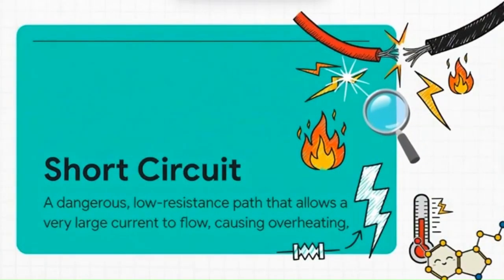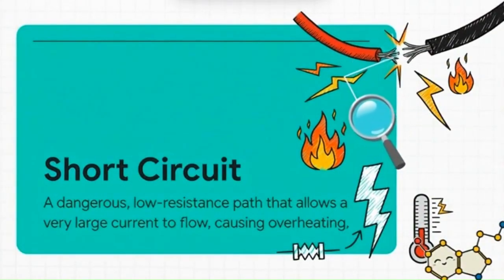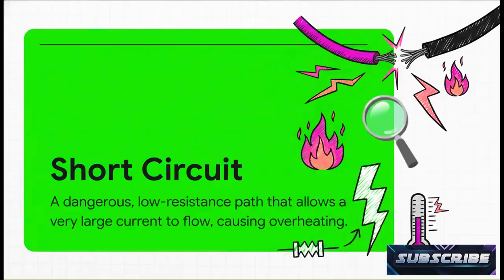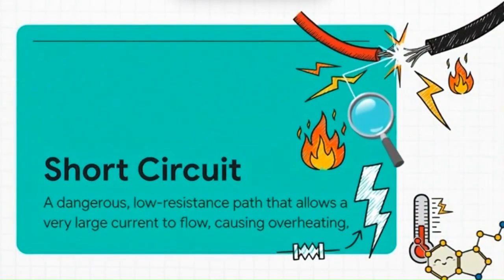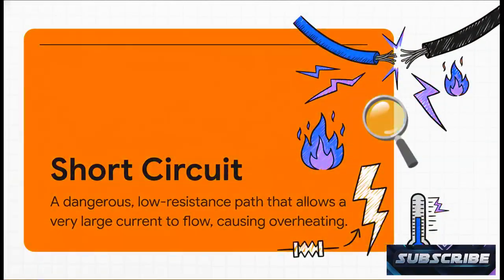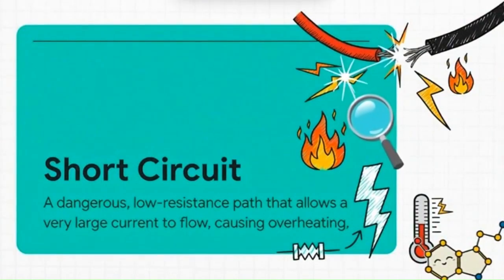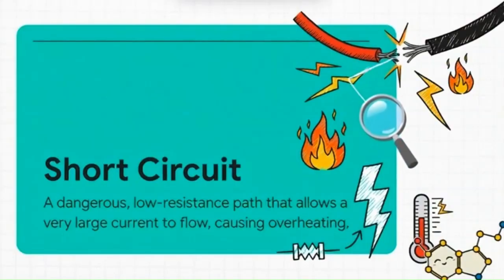If that plastic covering gets damaged and the two wires inside touch, the electricity takes a shortcut it's not supposed to. That's a short circuit. The resistance on this new path is super low, so a massive amount of current suddenly flows, which generates intense heat and can easily start a fire.